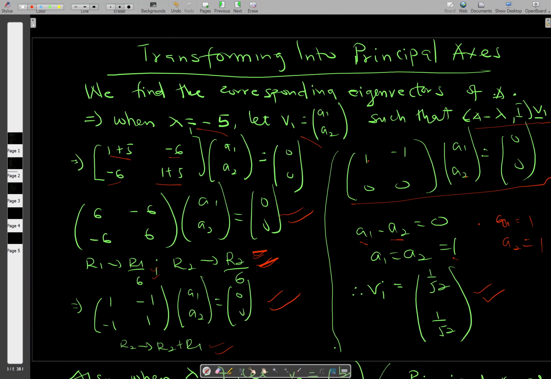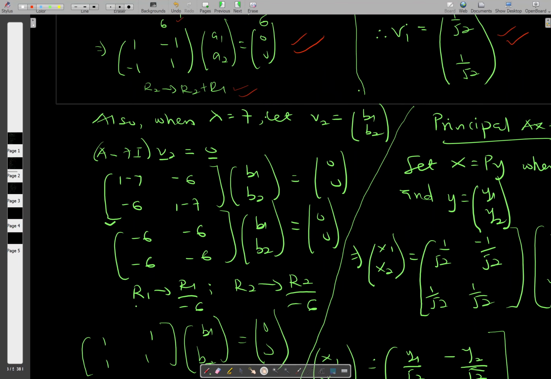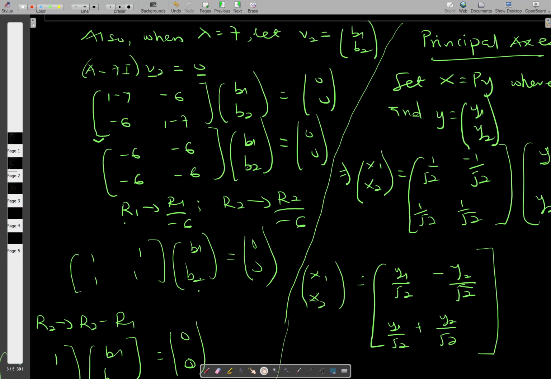Now let's move on to the other one. So when lambda equals to 7, then we let our v2 be b1 b2. Okay, so this is given by we subtract 7 from the diagonal elements. That's 1 minus 7, negative 6, negative 6, then 1 minus 7, b1 b2 equals to 0 0.